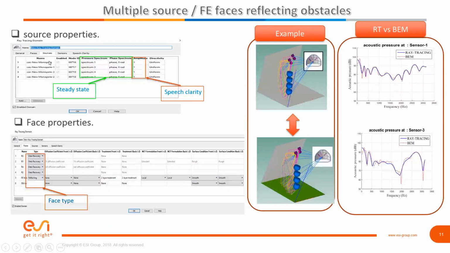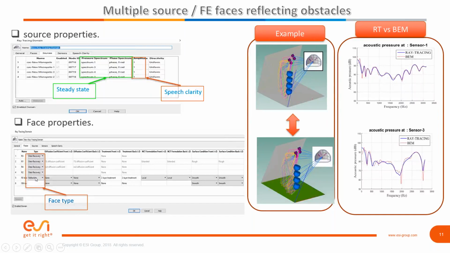This is what it looks like in practice. Here are the forms. You define sources. You have pressure, magnitude, and phase for when you're using steady state mode. You have ratios of amplitude for speech clarity because that's an impulse response, so you don't have a frequency dependent spectrum. You can store them here similarly, and the information that's used depends on whether you run the steady state solver or the speech clarity mode. On the faces, you have a lot of options.